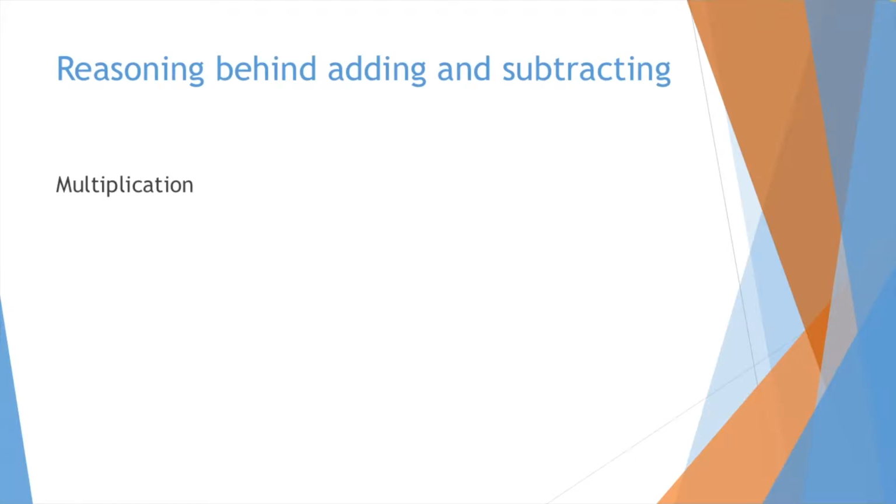What is the reason behind adding and subtracting? Well, let's start with multiplication. When we look at multiplication, we need to look at actually what the expression is saying. So we have this example here, 9 to the third times 9 to the second. Well, what exactly is that really saying?